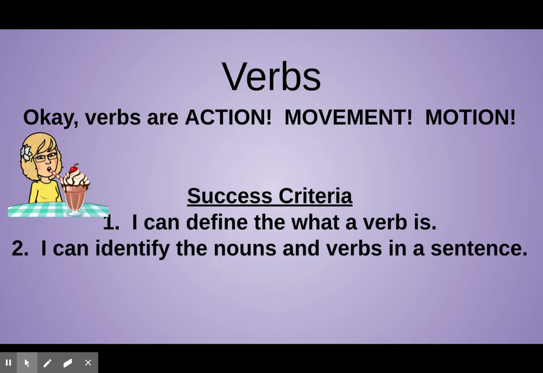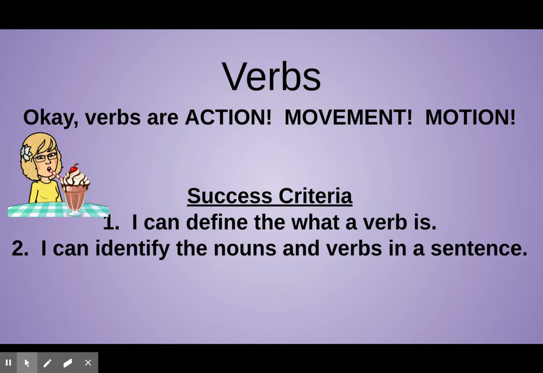Hey everybody, welcome to day 5 of verbs in grammar. Remember that verbs are action, movement, motion. They are what make nouns happen. So you have a dog, the dog barked. You have a kitten, the kitten played. So they add the action, movement, and motion to our nouns.